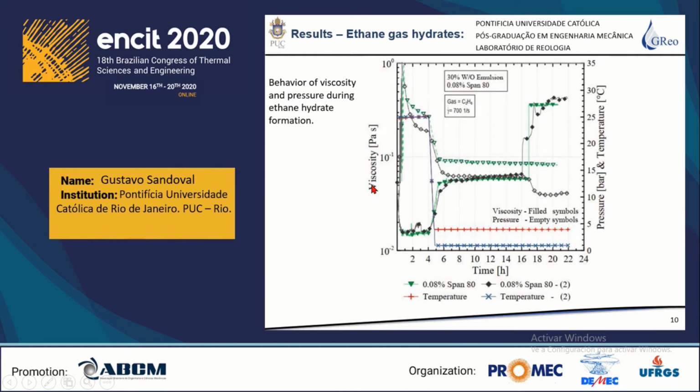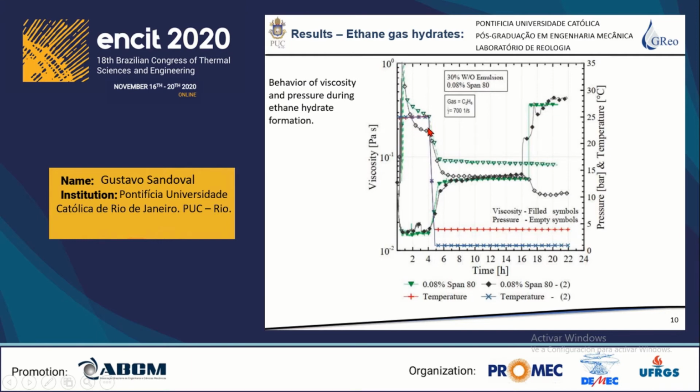In the figure, we can see the viscosity and the experimental time, and on the right axis the pressure and temperature. The filled symbol represents the viscosity, the empty symbol represents the pressure, and the blue curve and the gray curve represent the second experiment. Initially, the pressure increased until 35 bar. Then at this moment, the needle valve that is attached to the pressure cell is closed. Then the gas begins to be consumed during the dissolution period.